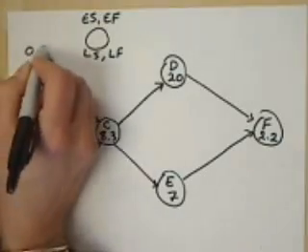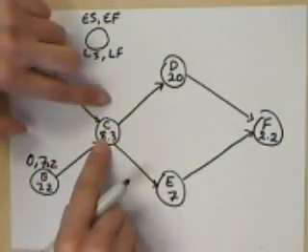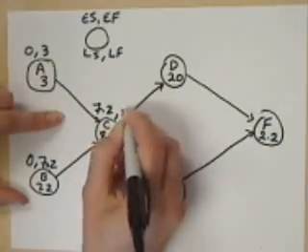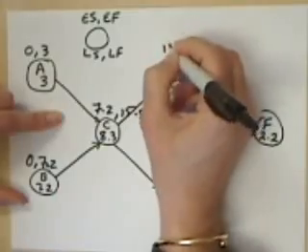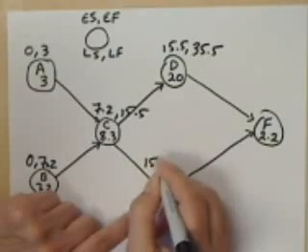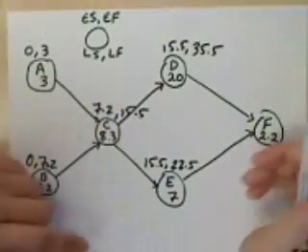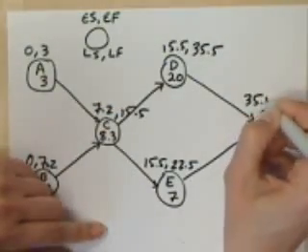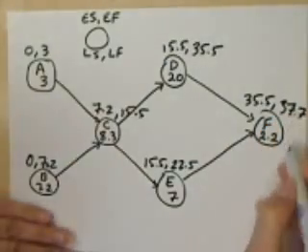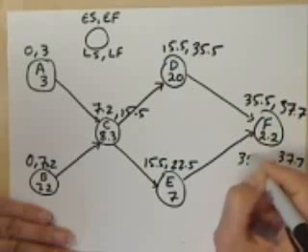So we have 0, 3, 0, 7.2. Here we take the largest of the two, so we put 7.2 plus 8.3, that's 15.5. Here we use 15.5 plus 20, that's 35.5. Here we use 15.5 plus 7, that's 22.5. And here again we take the largest of the two, so we get 35.5 plus 2.2, we get 37.7. Now working it backward, we put the 37.7 and we subtract the 2.2 from it, so we get 35.5.